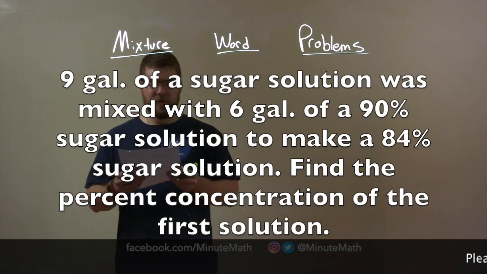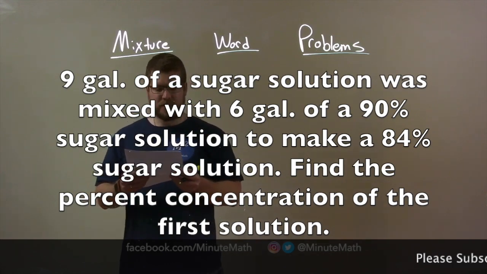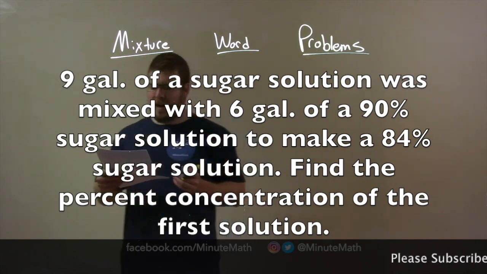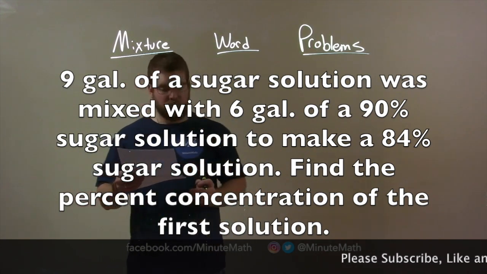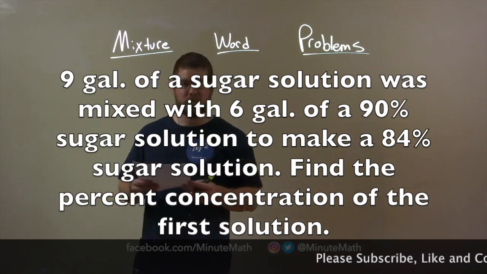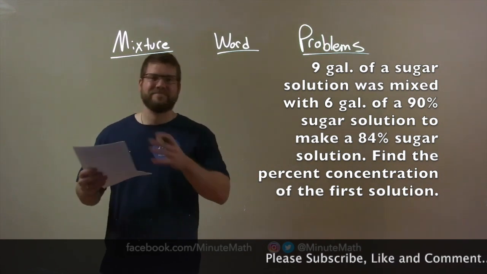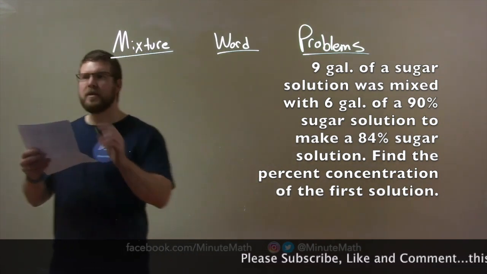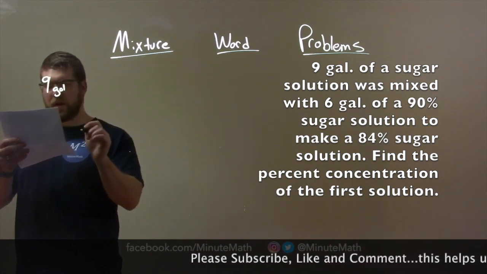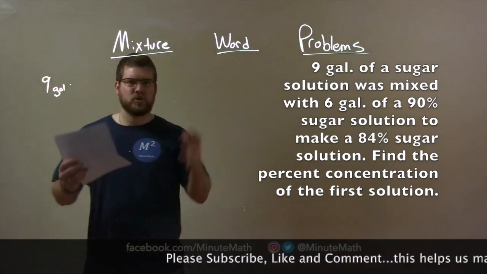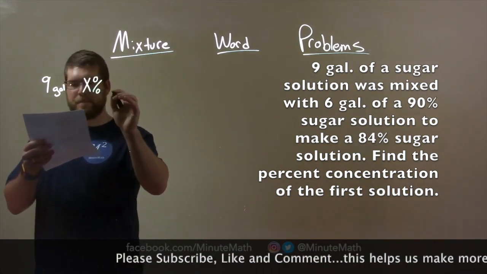9 gallons of a sugar solution was mixed with 6 gallons of a 90% sugar solution to make an 84% sugar solution. Find the percent concentration of the first solution. So, what I want to do is make that into an equation here. So they tell us here that the first solution of 9 gallons contains some sugar solution. We don't know that. So let's label that x percent of that.